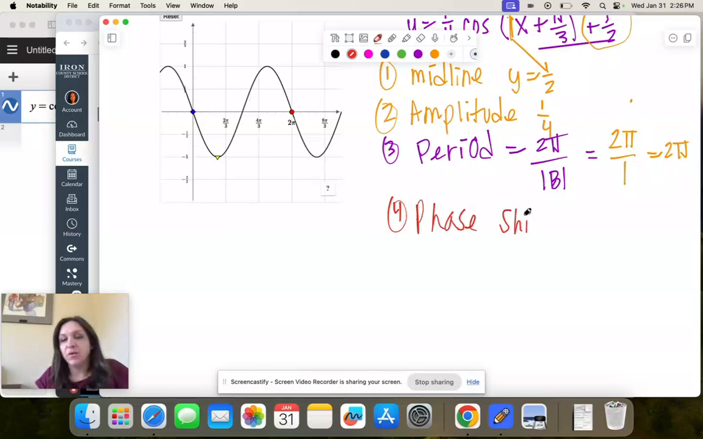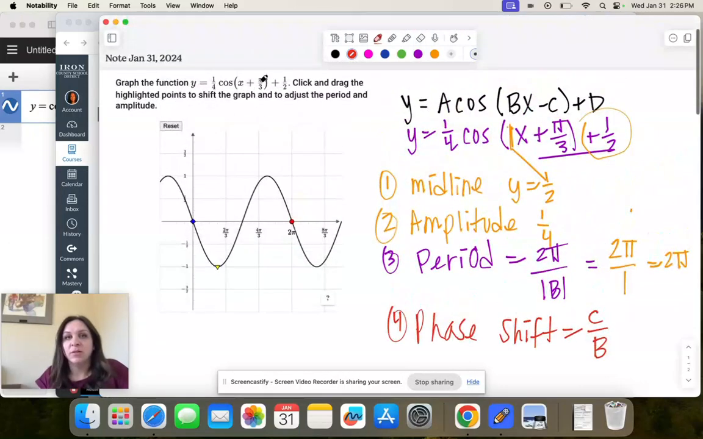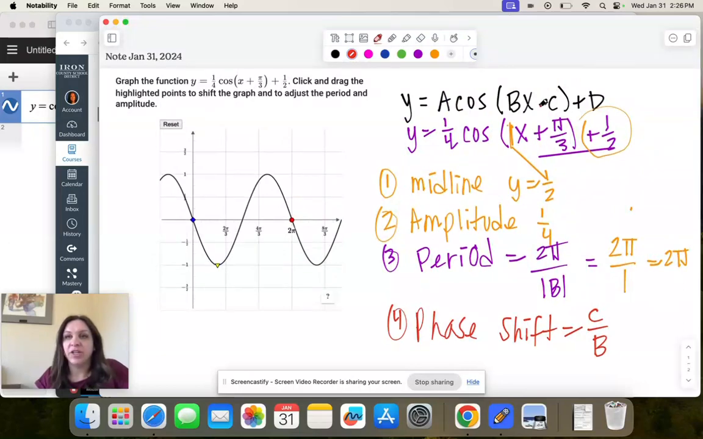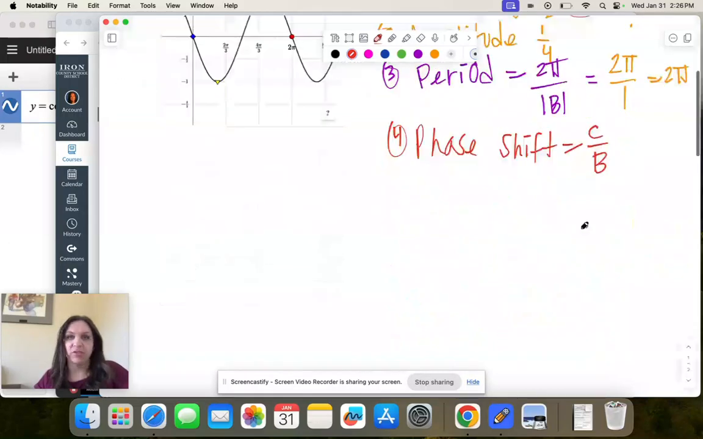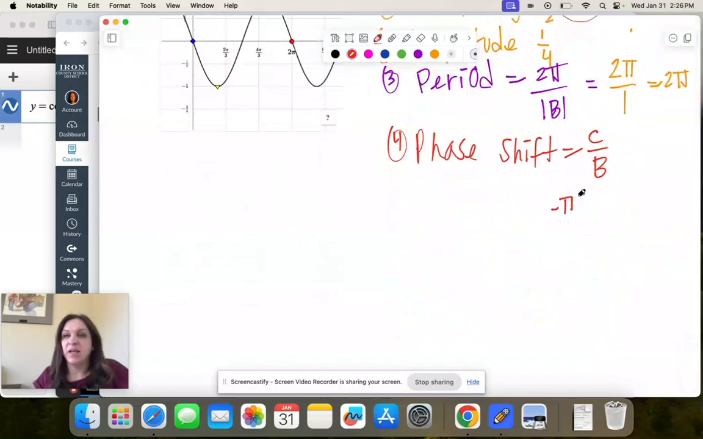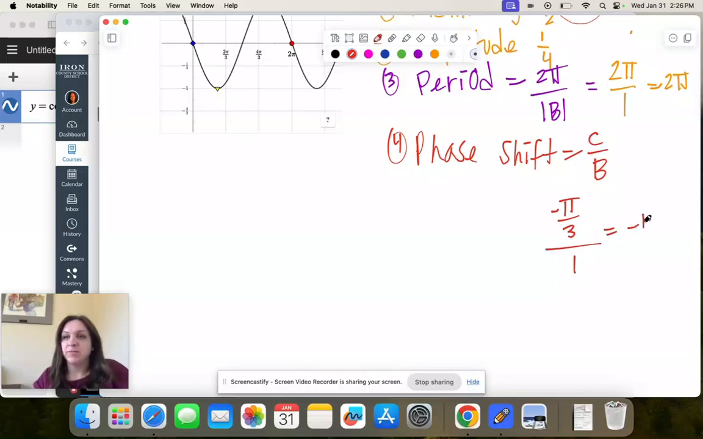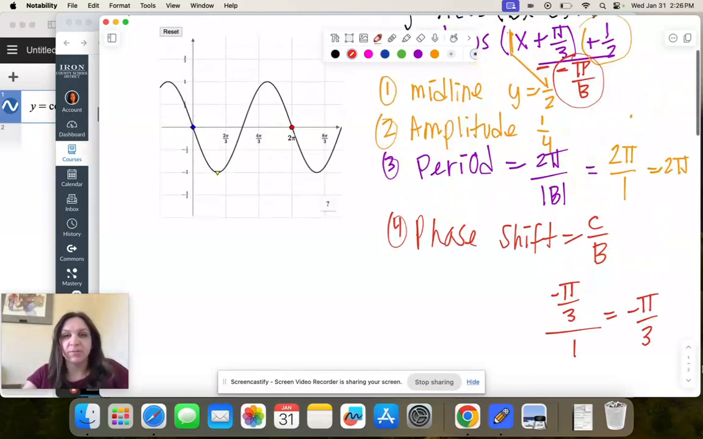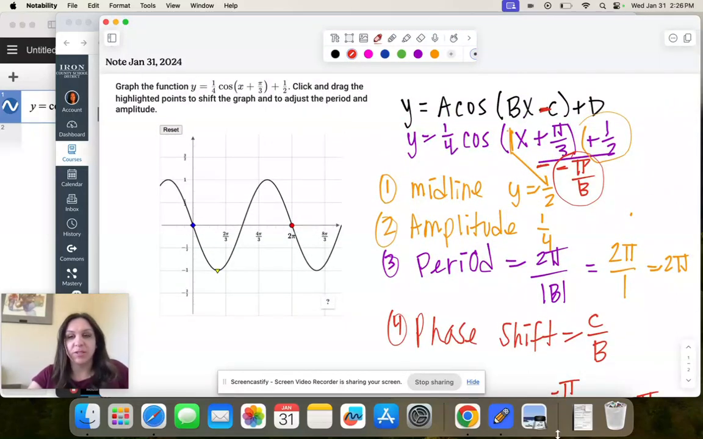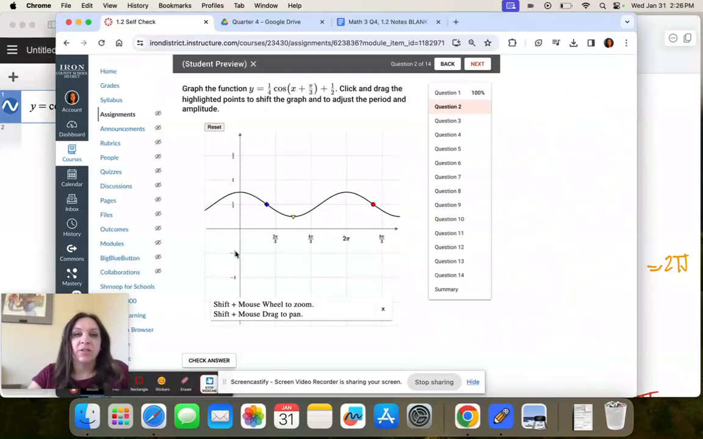And that is our horizontal shift. And remember, that equals c over b. C is, look, it's negative here. This is the tricky part, guys. Negative, negative. It's actually negative pi thirds. It's the opposite sign. Negative pi thirds over b, which is just 1. So we need to shift our graph negative pi thirds. It's the opposite sign. If you see plus, it's the opposite. So we need to take it left pi thirds.